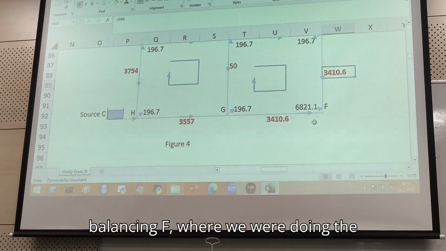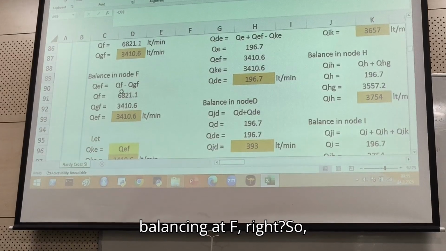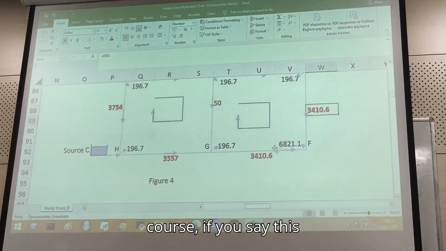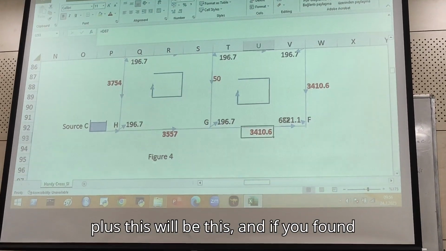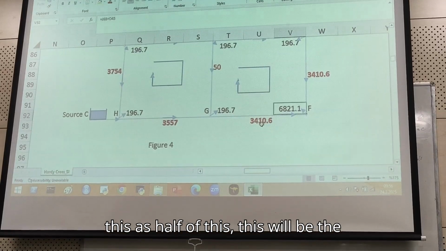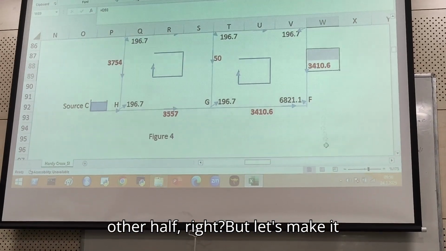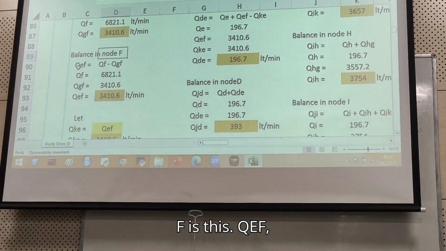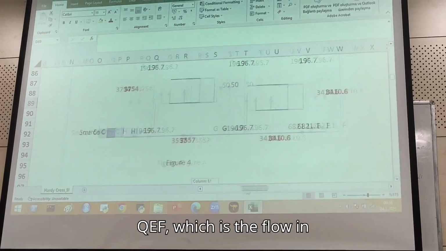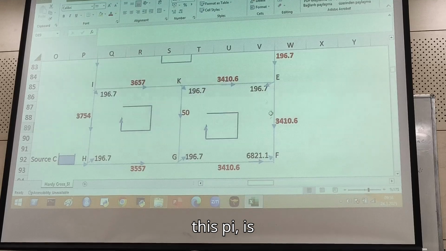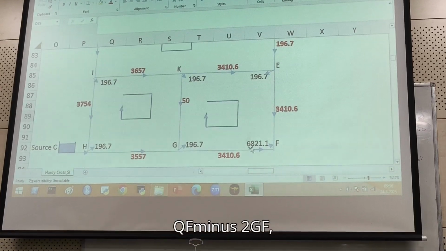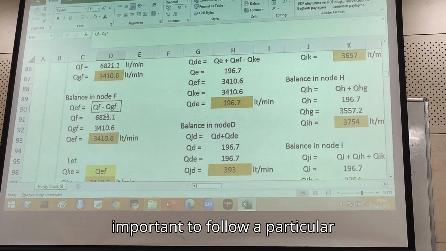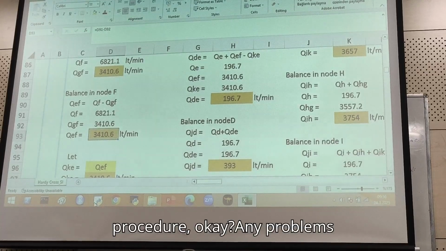Now, balancing at where we were doing the balancing, at F, right? So, we only know this, and of course, if you say this plus this will be this, and if you found this, half of this will be the other half, right? But let's make it more scientific, and the balance in node F is this. QEF, which is the flow in this pipe, is QF minus QGF, right? It is quite obvious, but it is important to follow a particular procedure, okay?